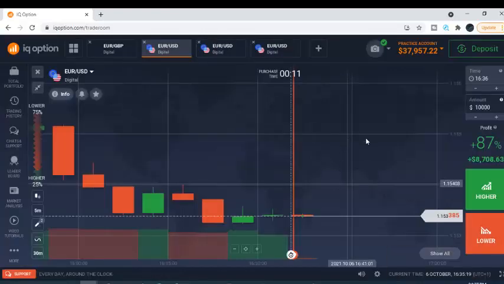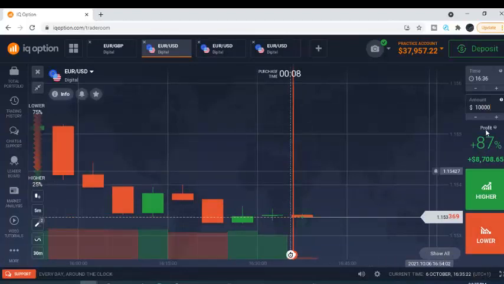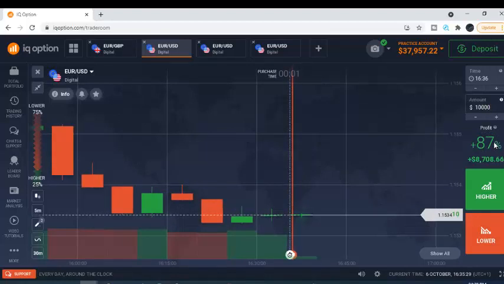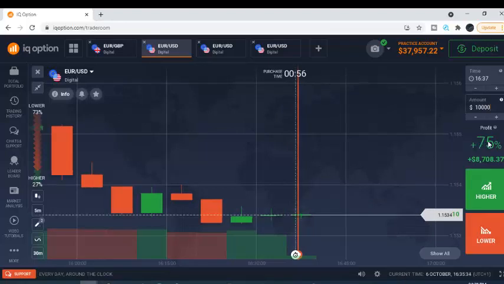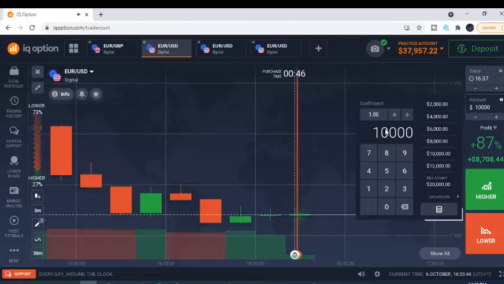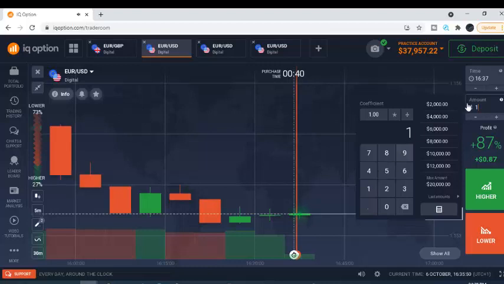All right guys, so we are logged in now. You can see that for every trade you take, you make an instant 87% profit. This system is that good. So I'll just use an illustration right away for you. For those of you that want to trade very small accounts, you can use as low as $1 to trade in this system.